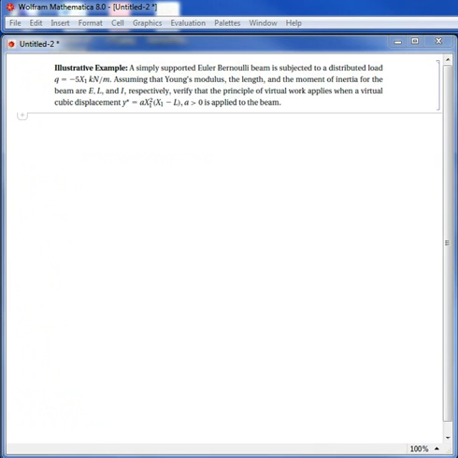So in the second example, we have a simply supported Euler-Bernoulli beam subjected to the distributed load given, which is a linear load. It's a triangular load. We have Young's modulus, length, and moment of inertia as E, L, and I, and we need to verify the principle of virtual work. Now, as was shown in the lecture, the first thing we need to do is solve the beam to find the bending moment. And to solve this beam, we're just going to solve the differential equation.